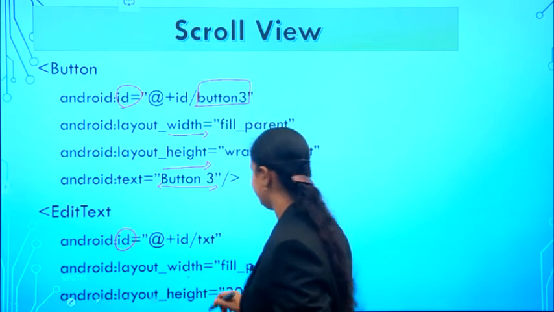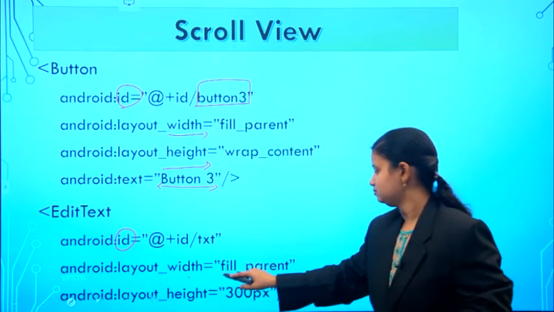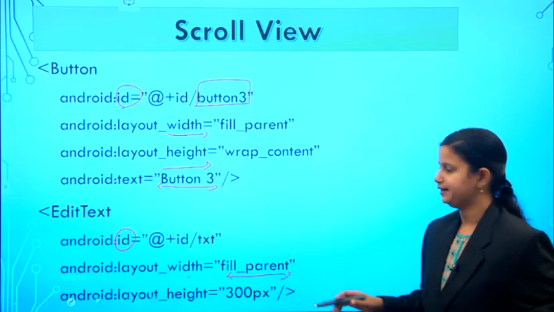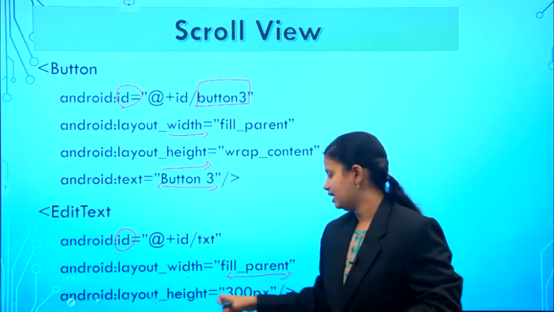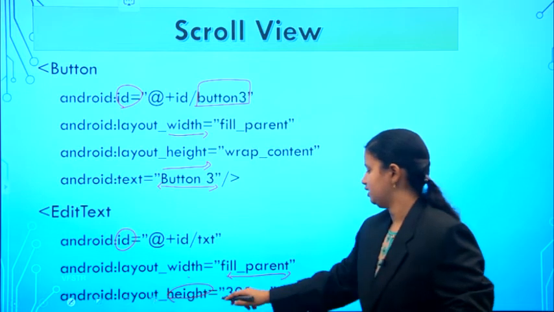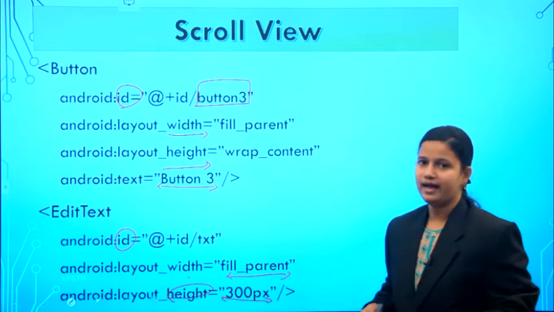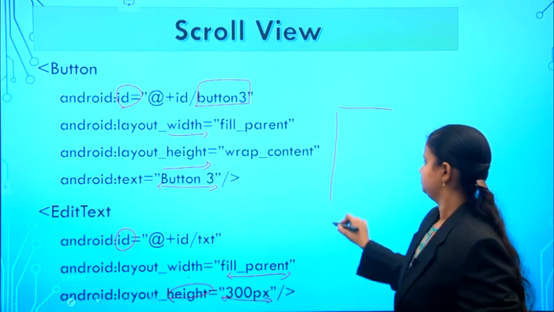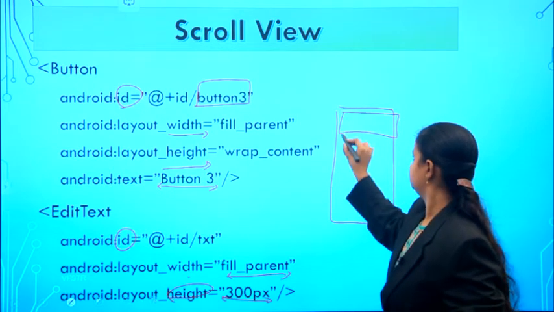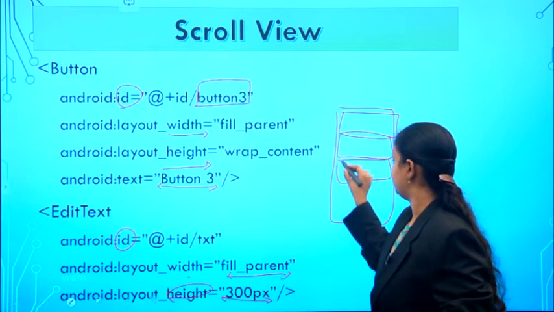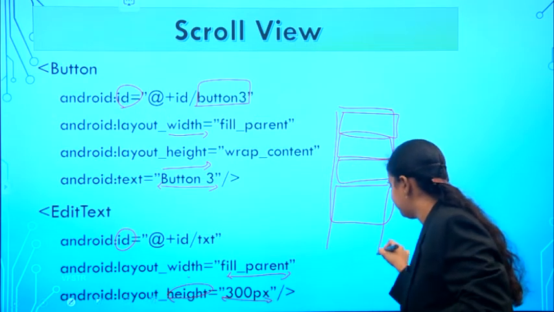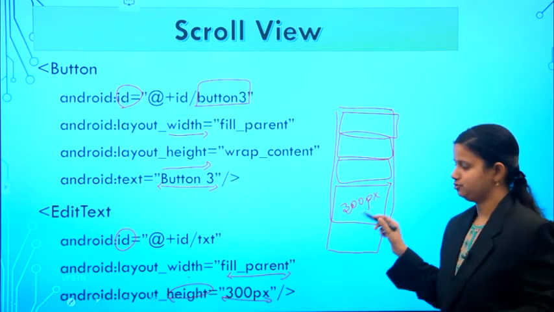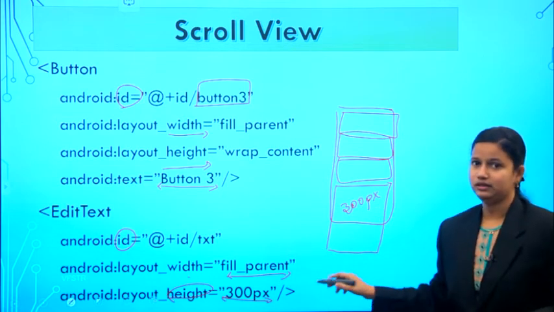And what is the width and what is the height? The width is equal to fill parent. That means whatever width is available, that much width is allocated to the edit text. And the height is 300 pixels. So in your activity space, the 300 pixel space after the 3 buttons, button 1, button 2 and button 3, is allocated to the edit text.